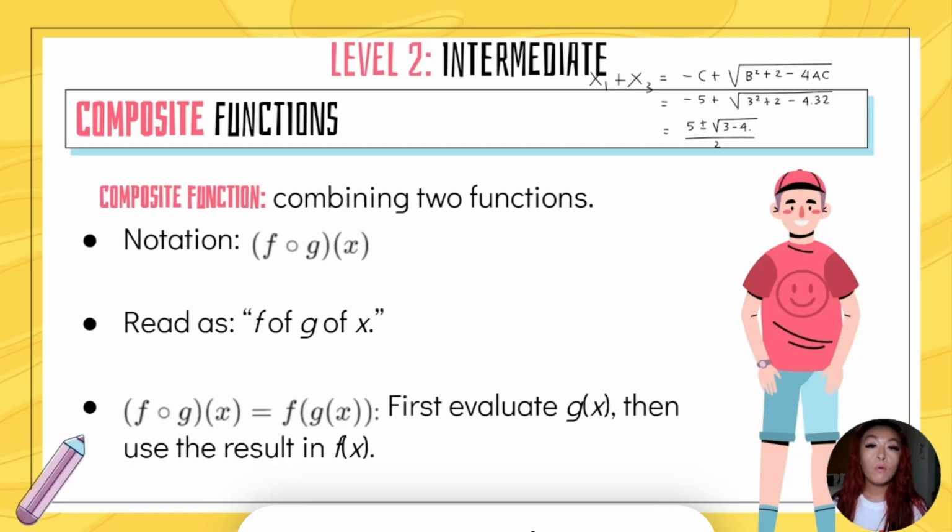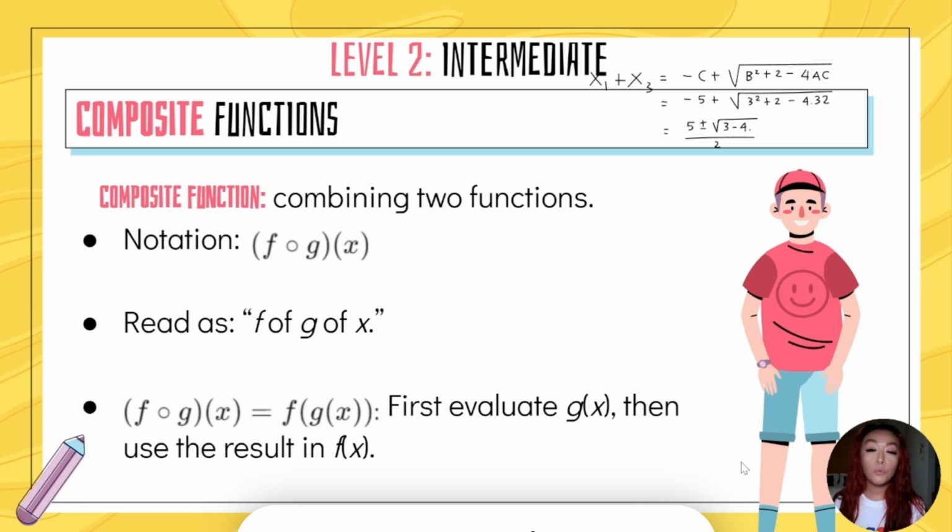In Level 2, we're going to talk about composite functions. A composite function is when you're combining two functions together. The notation is in function notation, but it looks a little different, right? It's this f circle g of x, but it's read as f of g of x.